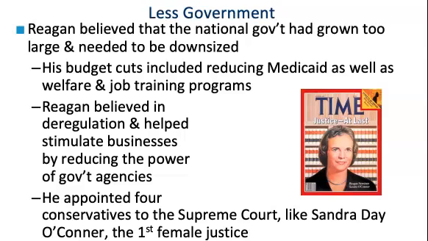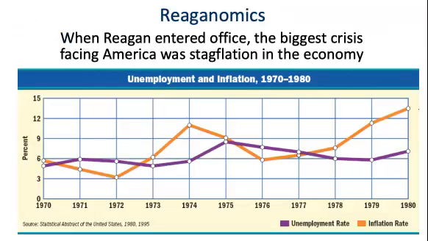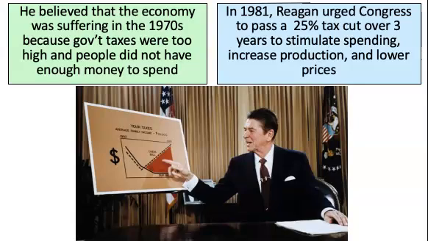But by far, the biggest crisis that Reagan will face is the stagflation of the economy. It's still continuing after the 1970s. Now, to solve this, he believed that the stagflation of the 70s was caused by too much government and taxes. They were too high and people didn't have enough money to spend. So in 1981, the first full year of his presidency, Reagan is going to urge Congress to pass a 25% tax cut over 3 years to help stimulate spending, increase production, and lower prices.